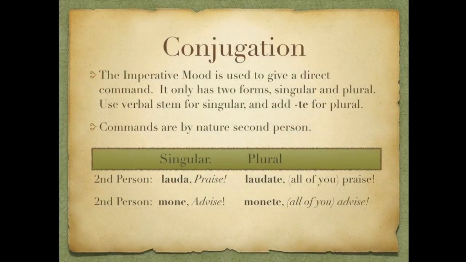So those previous forms were for the indicative mood. The imperative mood is used to give a direct command. It only has two forms, singular and plural. So they're very easy to form. We just simply take the verbal stem for the singular, and we add te to make it plural. So keep in mind, commands are always second person by nature.